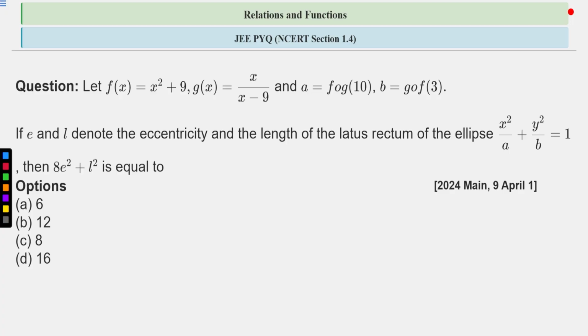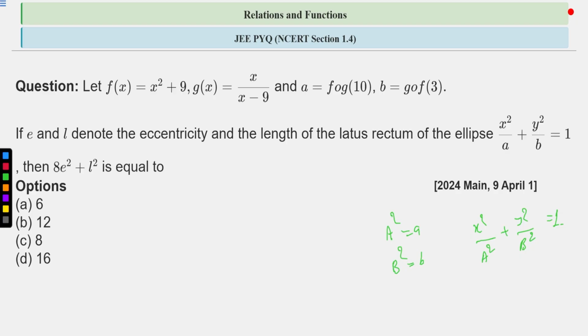The ellipse is given in the form x² upon a plus y² upon b. It is not a², it is not b². Many students get confused here. It is like capital A² is taken as a and capital B² is taken as b. And the ellipse is of the form x² upon capital A² plus y² upon capital B² is equal to 1.